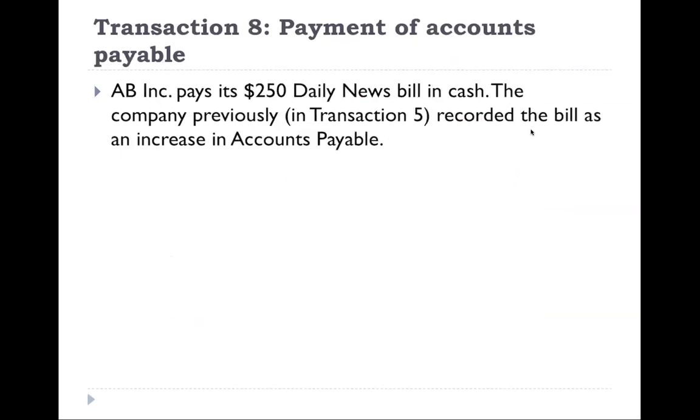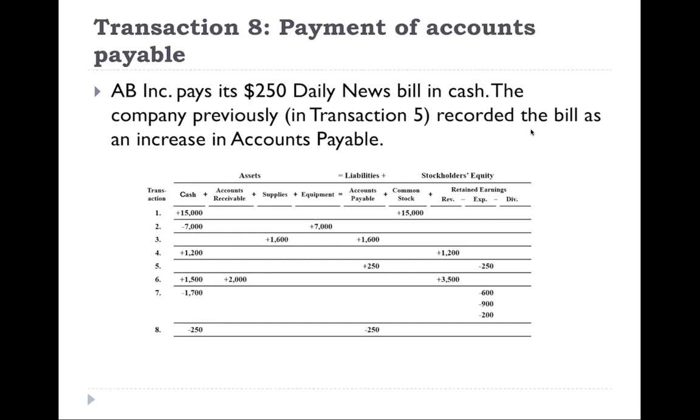Next one, payment of accounts payable. AB pays its 250 Daily News bill in cash. If you still remember, in transaction 5 the firm incurred those expenses. At that time, the firm put it on account. And now the firm pays out the accounts payable that it owes. So how does this affect the firm's accounting equation?